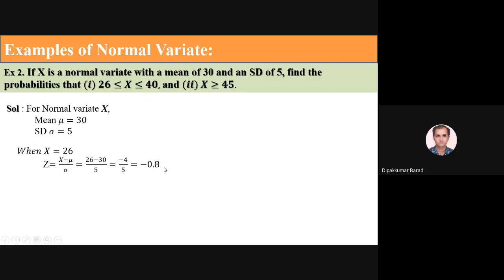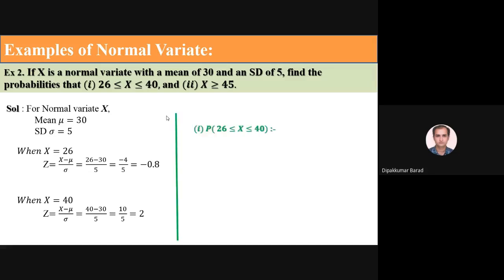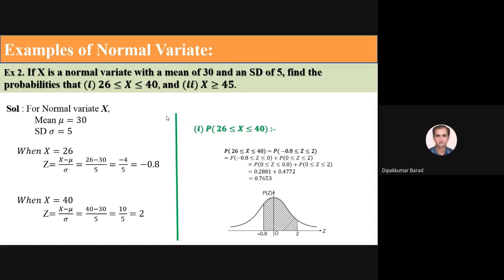So this minus 0.8 is my z1. And what do we get now for z2? I get 2 here: 40 minus 30 by 5, 10 by 5, is equal to 2. So the probability of x between 26 and 40 is nothing but the probability of z between minus 0.8 and 2.